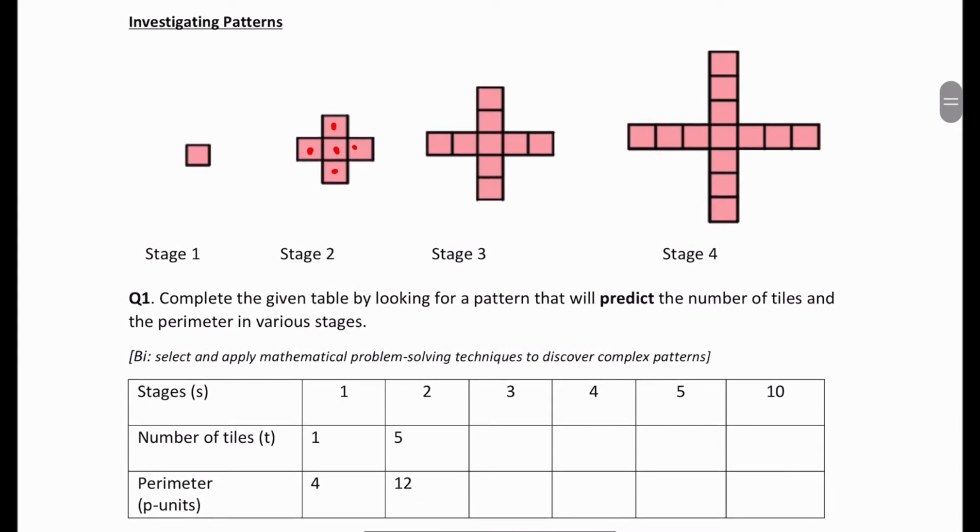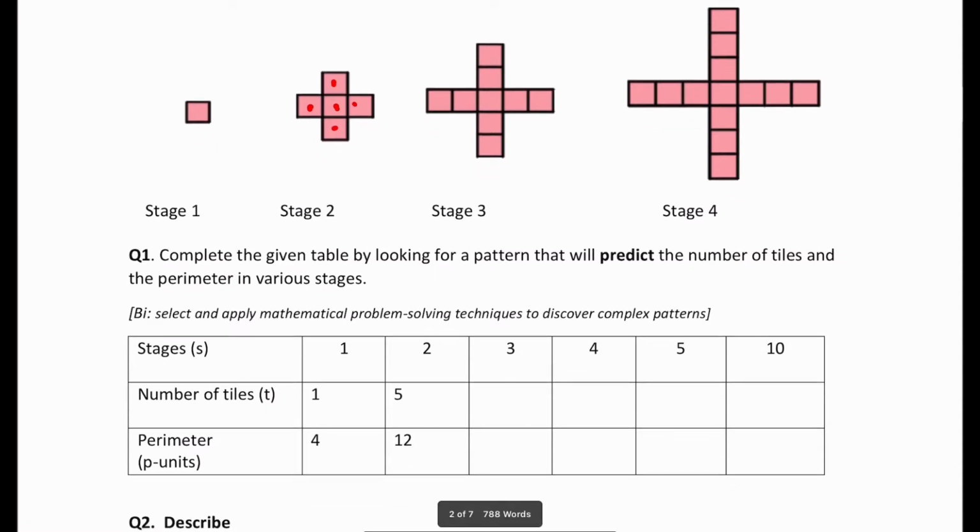As you can see, there are some tiles in front of you. In stage 1 there was only one tile, and in stage 2 the tiles, or you can say the boxes, are increasing. In stage 3 also, again 4 boxes got added. Like that the boxes, or the tiles, are increasing.